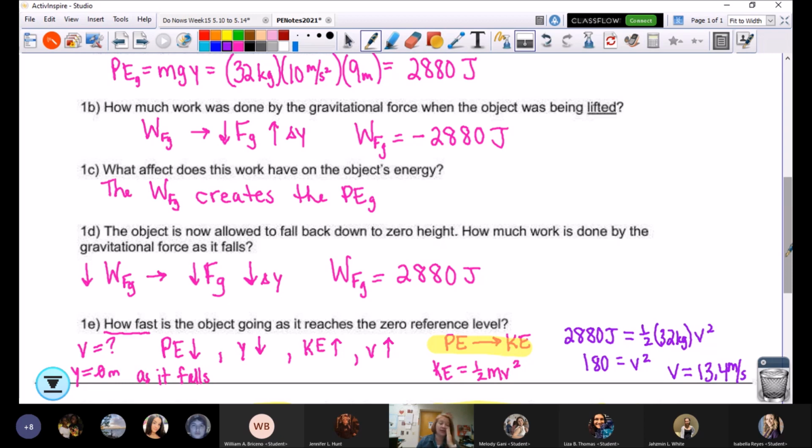Okay, so let's recap gravitational potential energy. In order to create gravitational potential energy, you must do work against the force of gravity, right? The conservative force, in this case, is the force of gravity. You're going to lift that object some height above the ground, doing work, okay? Negative work creates potential.